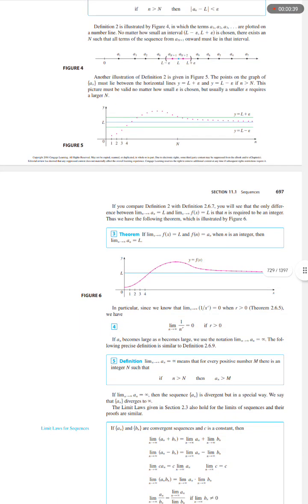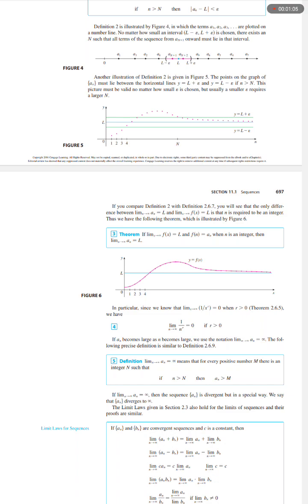If you compare definition 2 with definition 2.6.7, you will see that the only difference between the limit as n approaches infinity of a sub n equals big L and the limit as x approaches infinity of f of x equals big L is that n is required to be an integer. Thus we have the following theorem, which is illustrated by Figure 6.